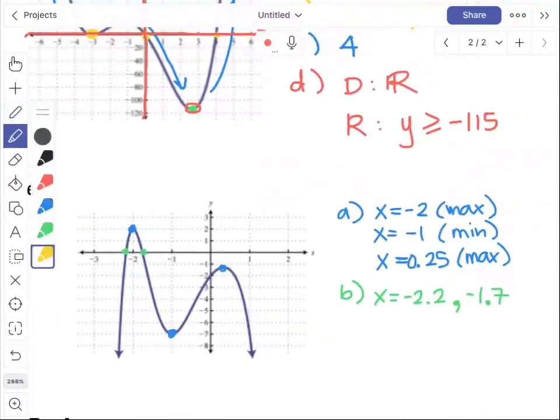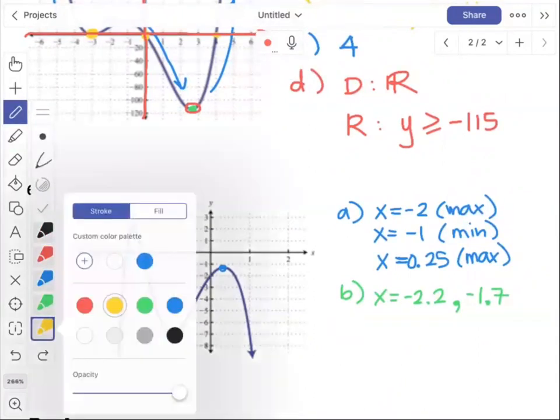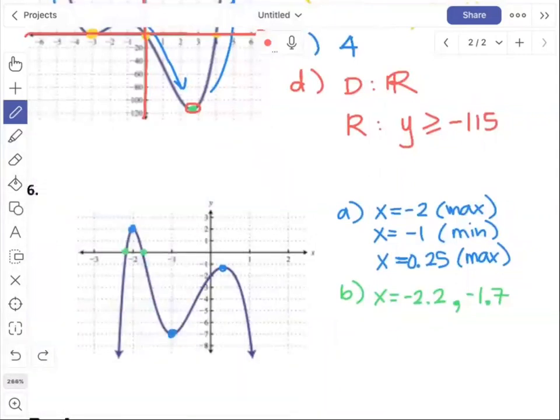All right, part C, what is the smallest possible degree. So I look at how many directions it goes. It goes up, and then it goes down, it goes back up, and then it goes down. So I got 1, 2, 3, 4 arrows. So smallest possible degree would be degree 4.